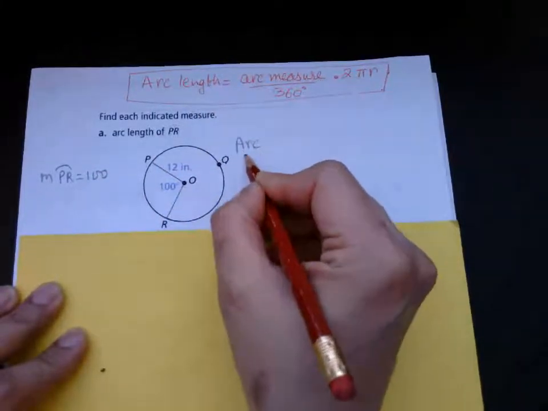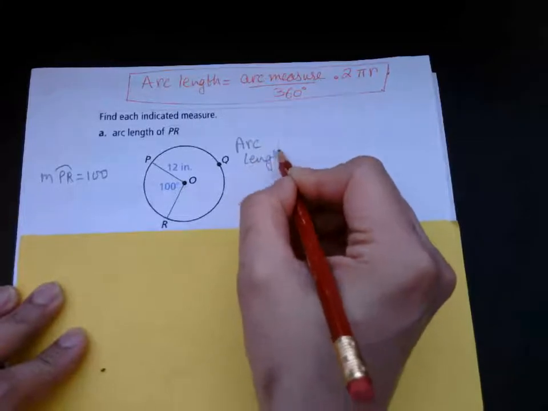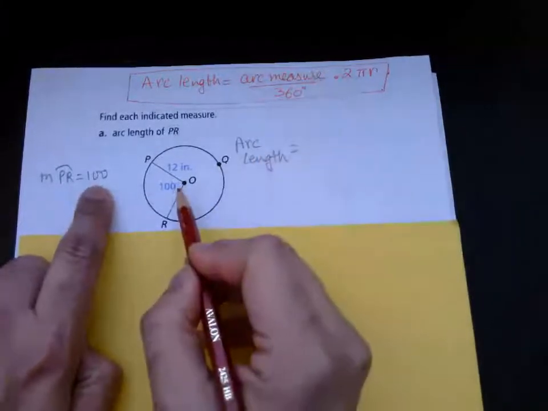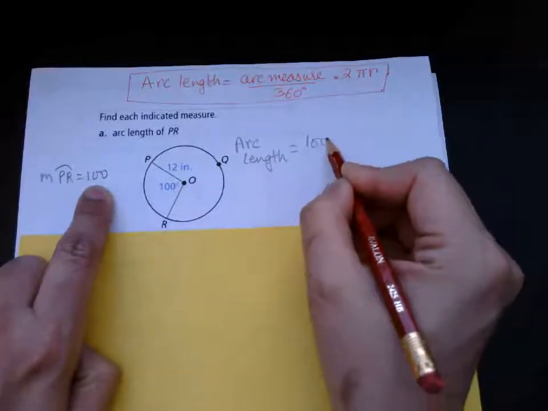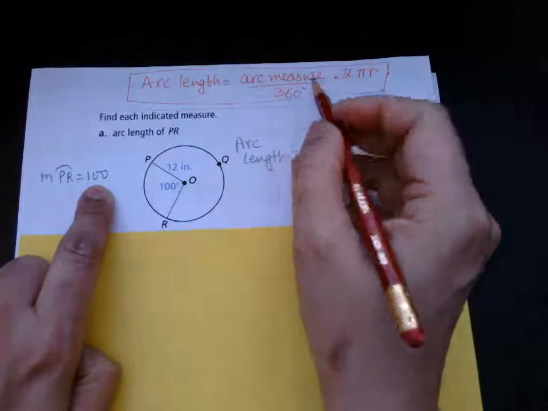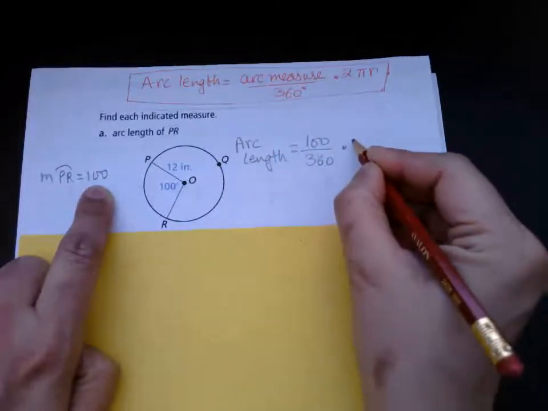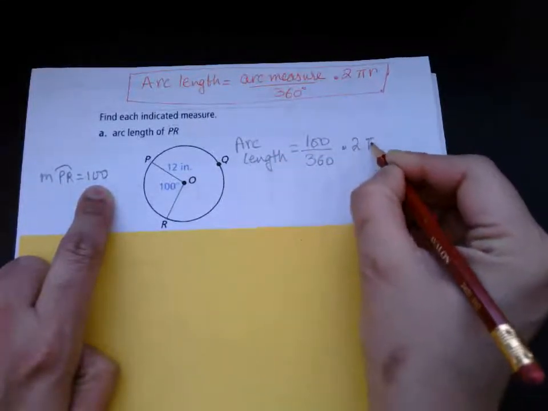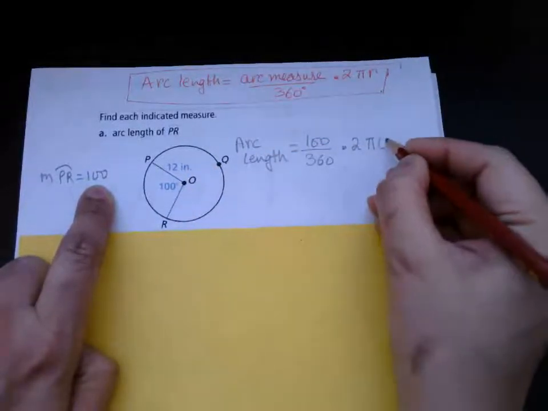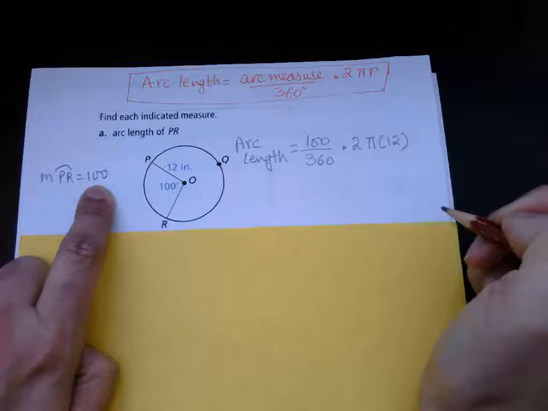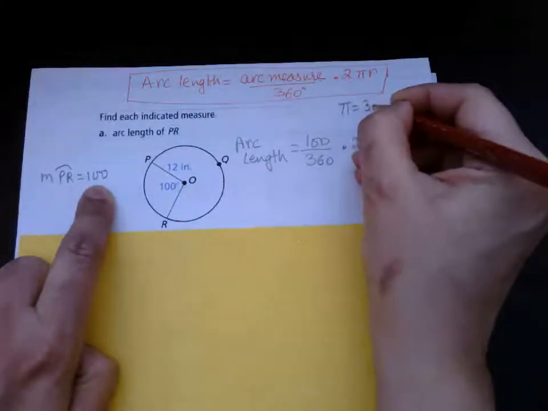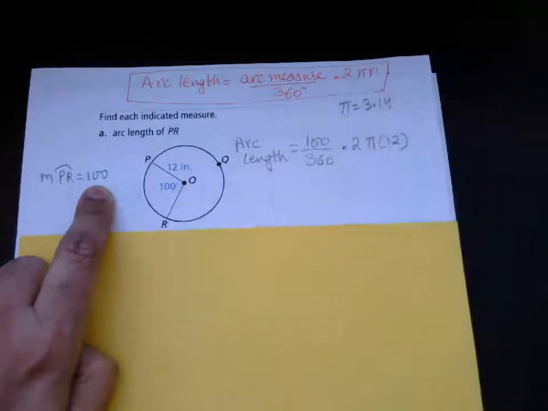So arc length is equal to arc measure. Arc measure is 100 because the central angle is 100. 100 divided by 360 times 2 pi. What is the radius? Radius is 12, so times 12. And we can take the value of pi as 3.14.